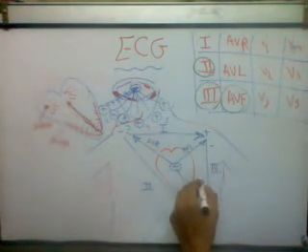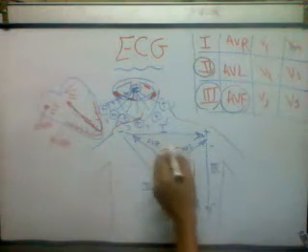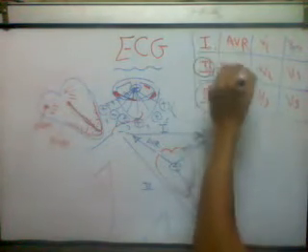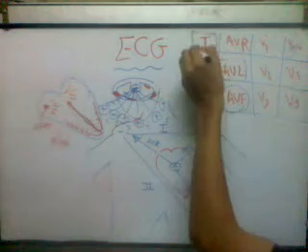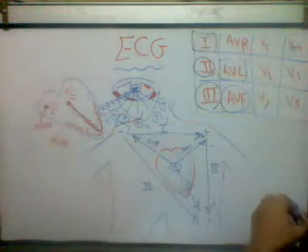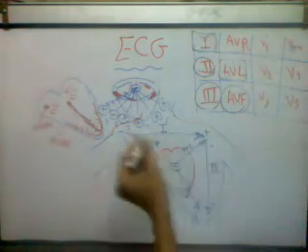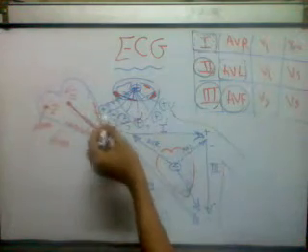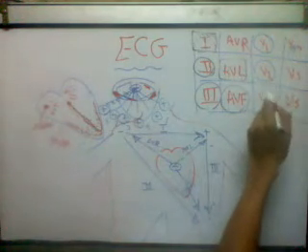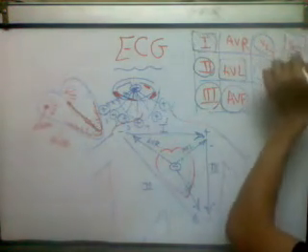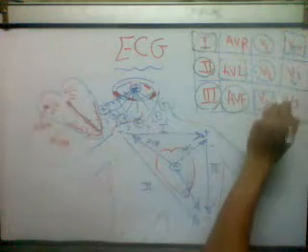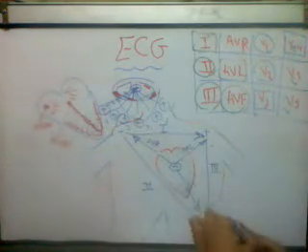If I want to look at the high lateral part of the heart, I look at lead 1 and AVL. This is the high lateral part of the heart. If I want to see the septal part of the heart, I look at V1 and V2. If I want to see the strict anterior part, I look at V3, V4. The low lateral part of the heart is V5, V6. That's perfect.